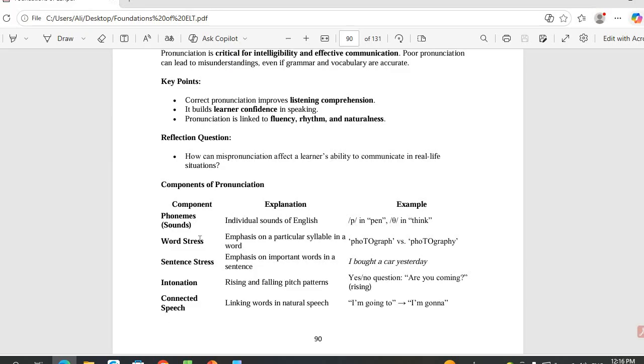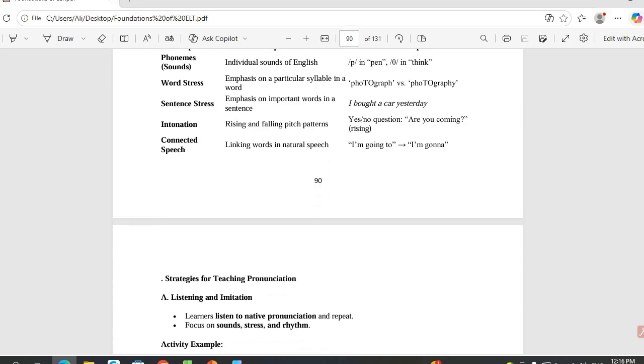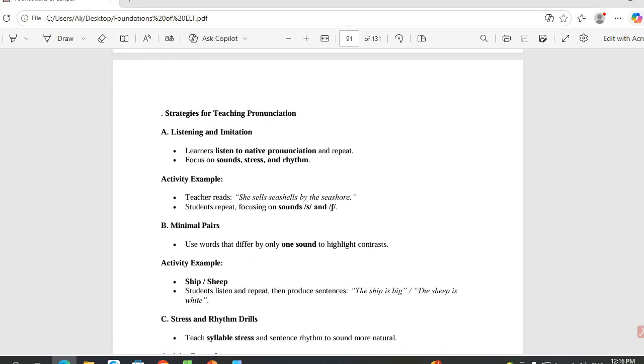So you need to go through these phonemes, word stress, sentence stress, intonation, connected speech, so that you can improve your pronunciation as a teacher, because these are the components of pronunciation. You have to check these components as a teacher, so that you can improve your students' pronunciation.